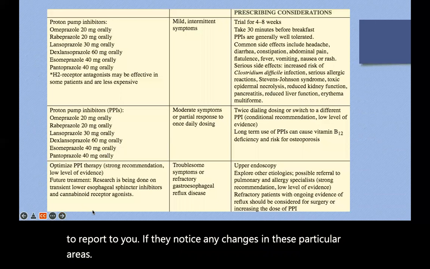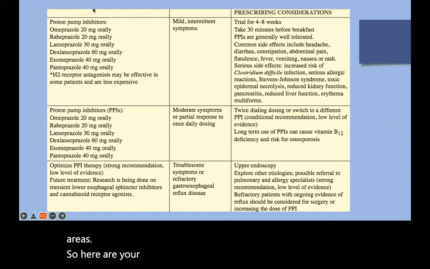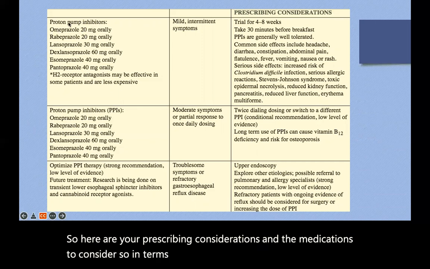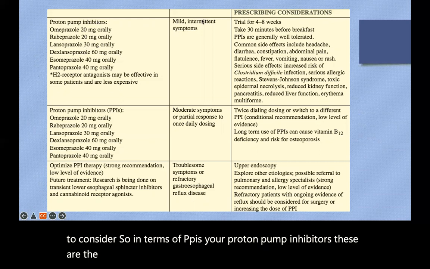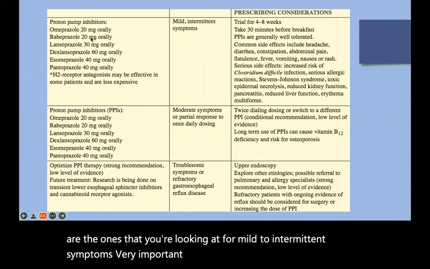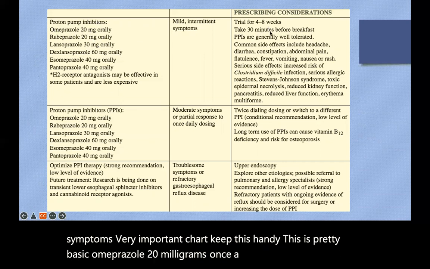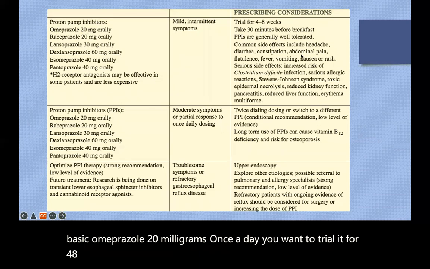So here are your prescribing considerations and the medications to consider. In terms of PPIs, your proton pump inhibitors, these are the ones that you're looking at for mild to intermittent symptoms. Very important chart. Keep this handy. This is pretty basic. Omeprazole, 20 milligrams once a day. You want to trial it for 4 to 8 weeks. Take 30 minutes before breakfast.